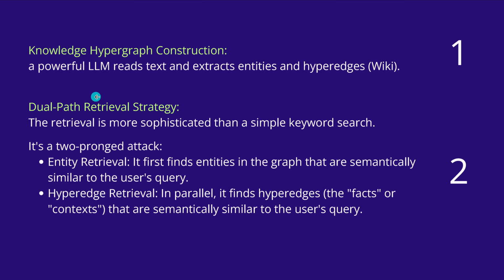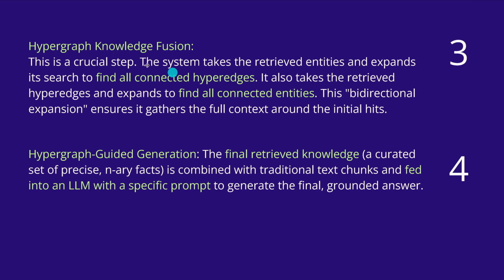Second, we have a dual path retrieval strategy, as I already showed you. Much more than a simple keyword search. We have a two-pronged attack. We have the entity retrieval and the hyper-edge retrieval. Plus, then we have the hypergraph knowledge fusion.